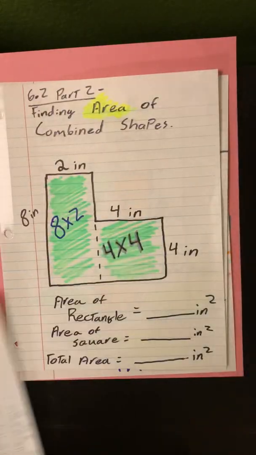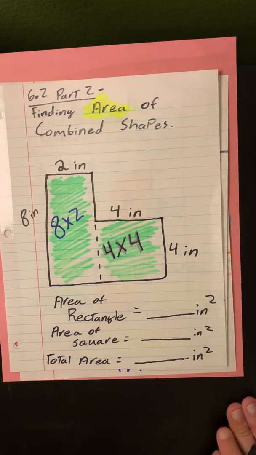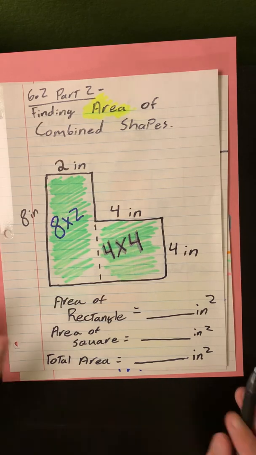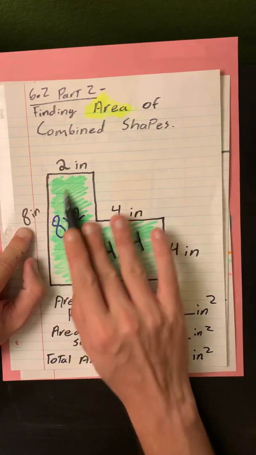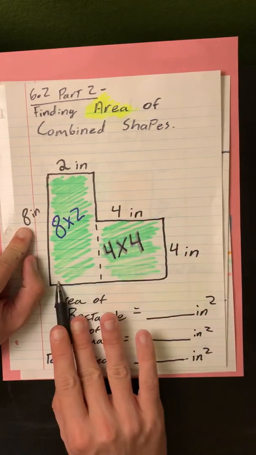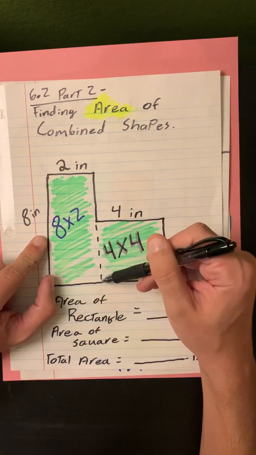Now we're moving on to part 2, which might be a little easier, a little less time consuming. We are finding the area of our combined shapes. So if I have a combined shape where I've got this, what I do is I break it up into 2 separate things.